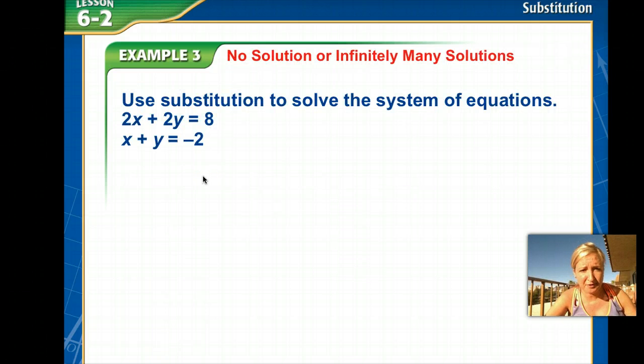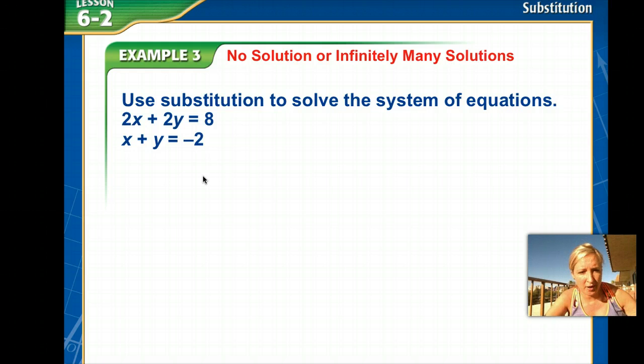All right, example number 3 is no solution or infinitely many solutions. Just like we did in 6.1, if it is infinitely many solutions, that means that these equations are going to be the exact same line. No solutions means that they're never going to intersect. So when two lines never intersect, our answer ends up being no solution.